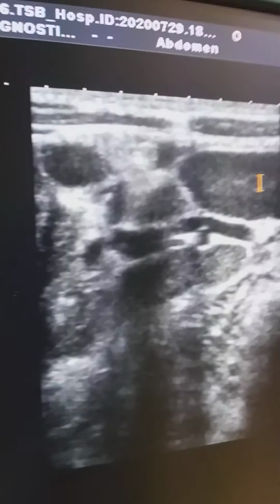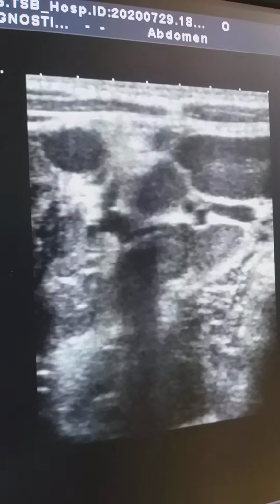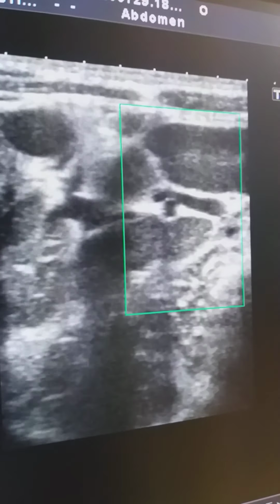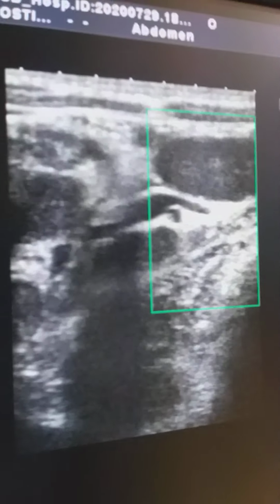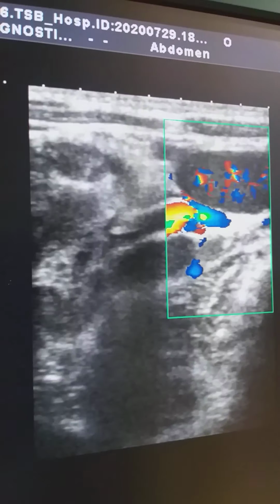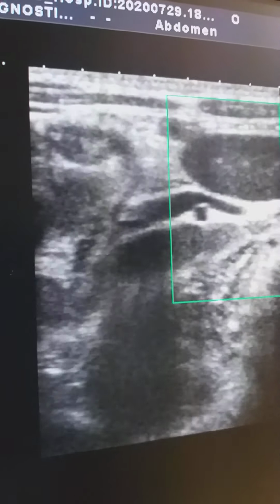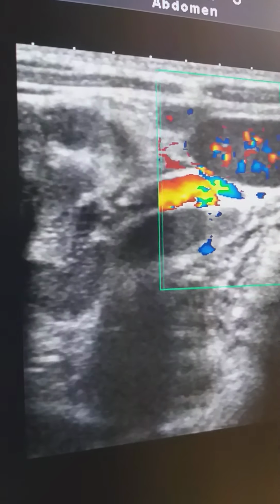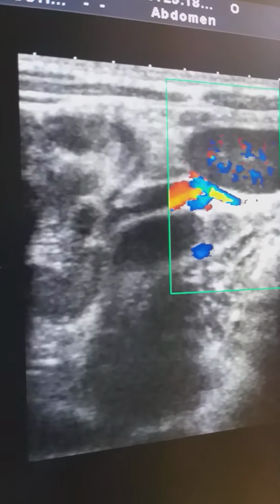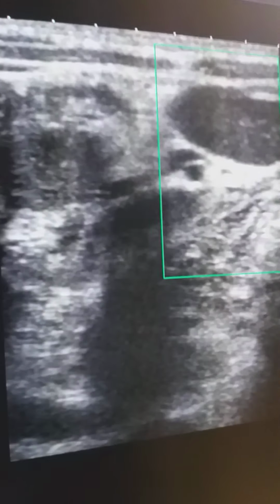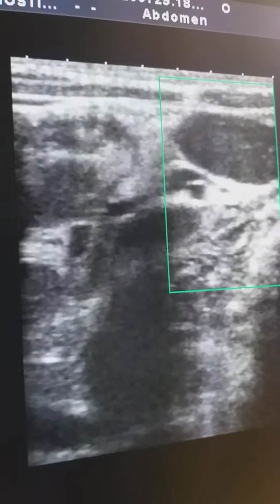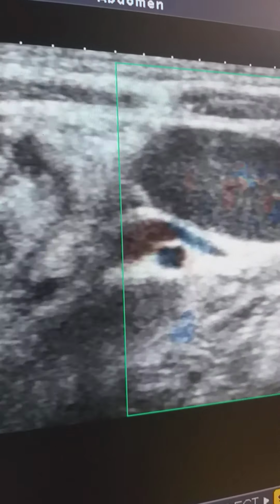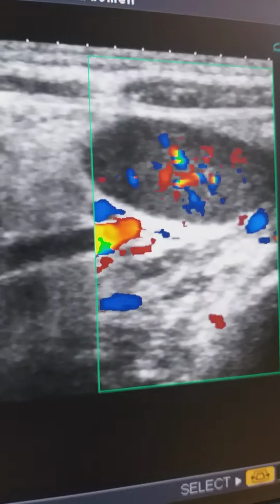Lymph nodes are hypoechoic and they are showing vascularity, blood flow, on the color Doppler. The vascularity is in the central region. We can appreciate that the vascularity is in the central region and the periphery of the lymph node is poor.